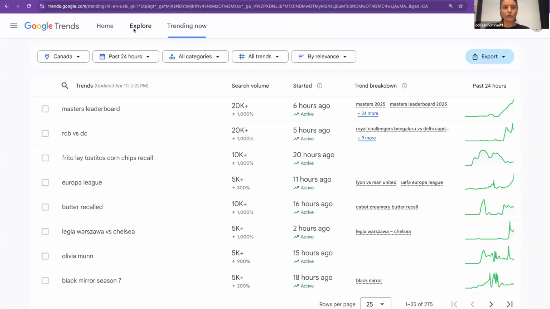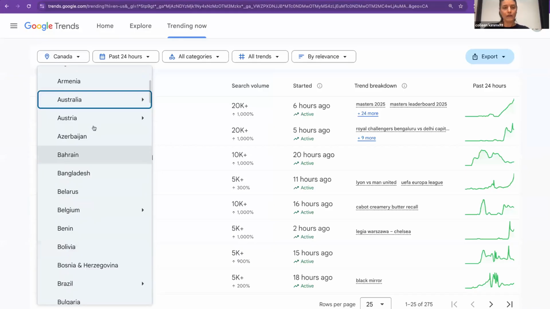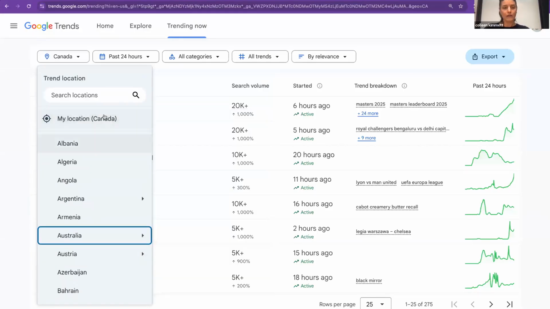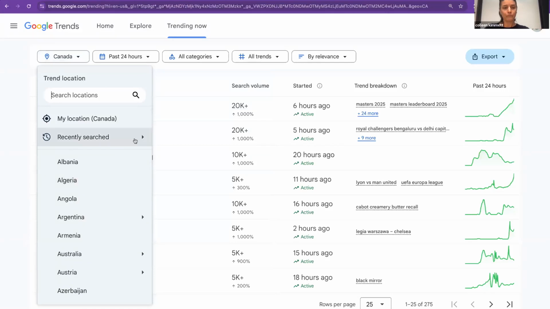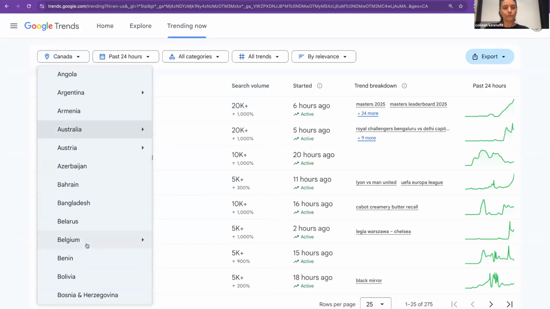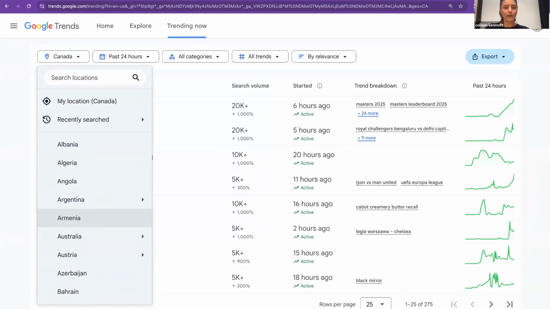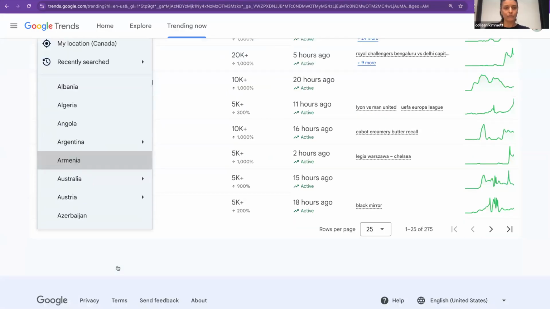So here on the Trending Now page, I've got a few filters at the top. Canada, and then if I look here, I've made the suggestion that this could be a little more easier formatted so that we don't have to scroll down, but here we can, no.